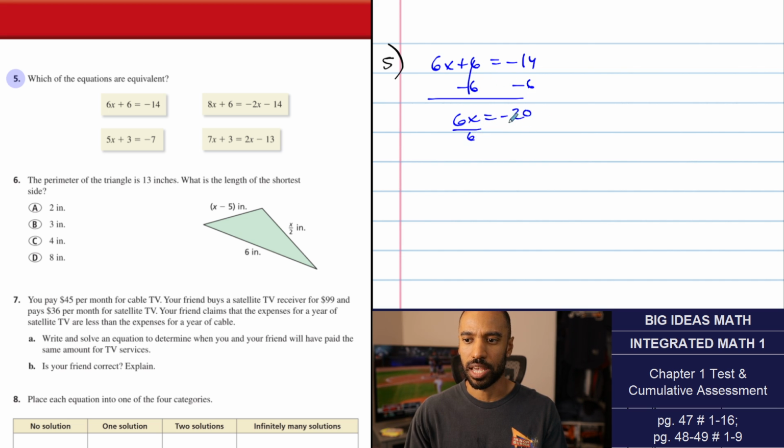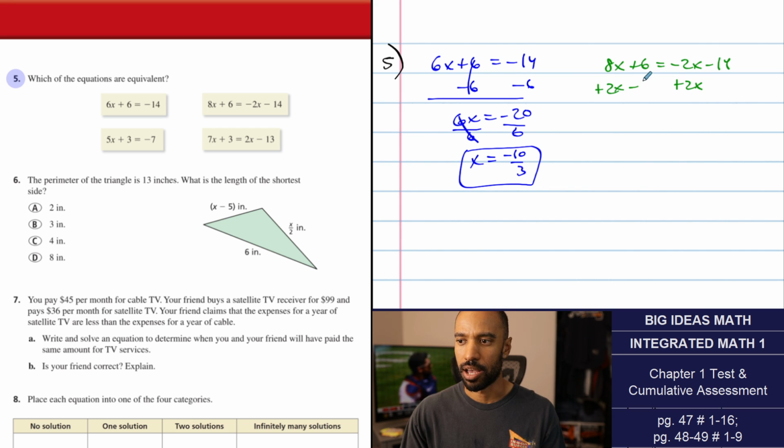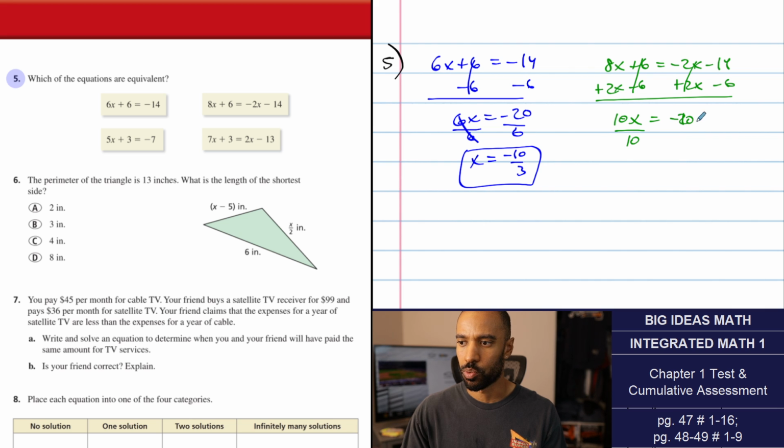And I'm going to divide both sides by 6 here. This is a weird answer, but this reduces, divide each by 2. You get negative 10/3. So there's an answer for that one. Let's see what's equivalent to that, if anything. 8x plus 6 equals negative 2x minus 14. I can add 2x to both sides here, keep them positive, subtract 6 from both sides there. I get 10x equals negative 20, divide both sides by 10, I get x equals negative 2.